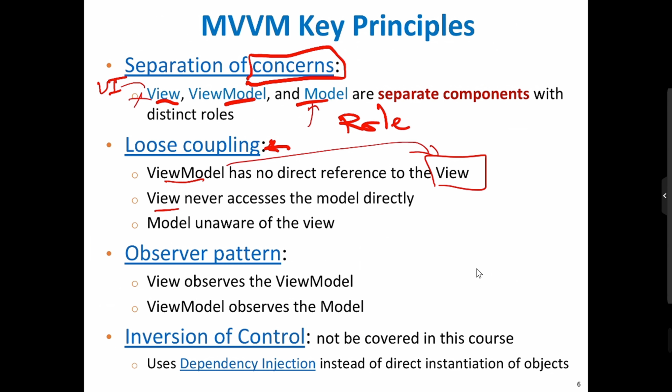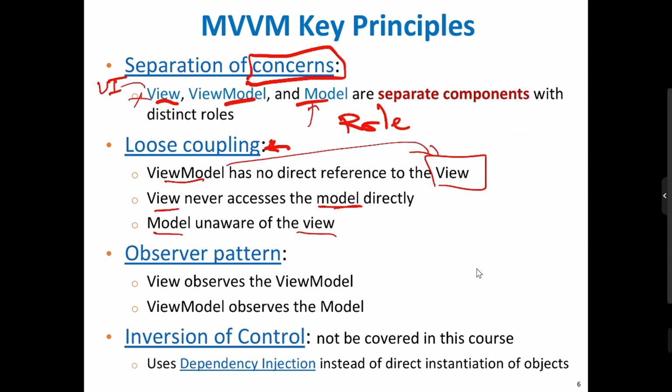The view should never access the model directly. It should not even know that there is something called a model in our app. They are completely isolated. The model is unaware of the view. The model does not even know that there is a view. Maybe there is no view. It doesn't care. So that's what loose coupling means.